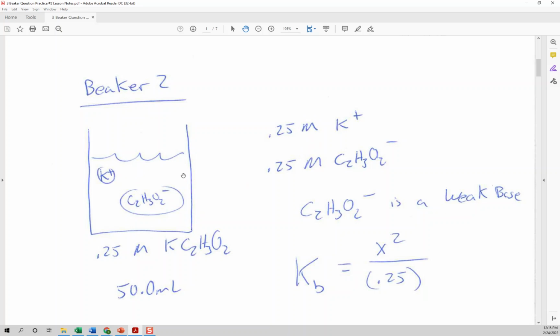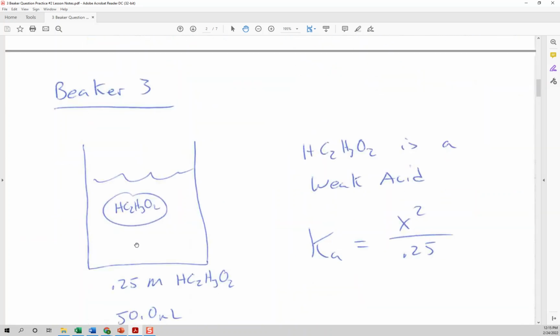So if for some reason they ask me to calculate the pH of the solution in beaker 2, all I'm going to have to do is a weak-base shortcut, KB shortcut. I know the molarity of acetate, so really all I'm going to need to do is know the KB. I got to figure out the KB of acetate, and if I can figure that out, I can solve for X. I got to recognize that X is the hydroxide concentration in this shortcut, so the negative log of that would be the POH, and if I wanted the pH, I'd have to subtract from 14. Okay, so that's what's going on in beaker 2.